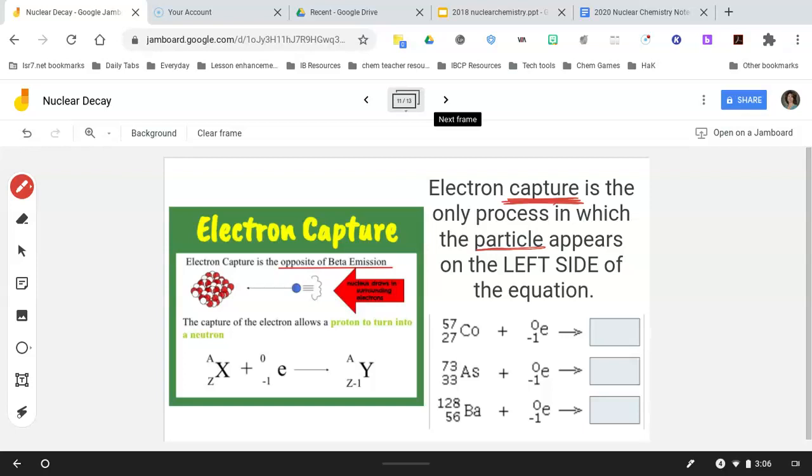And this is the only one where we write the particle on the left-hand side. So here is my nucleus in this example, and it's going to capture that electron. And when it does, that electron is going to cancel out a proton. So let's see what this looks like. So here is cobalt-57 undergoing electron capture. Again, here's my dividing line. Okay, and the left-hand side still has to equal the right-hand side.